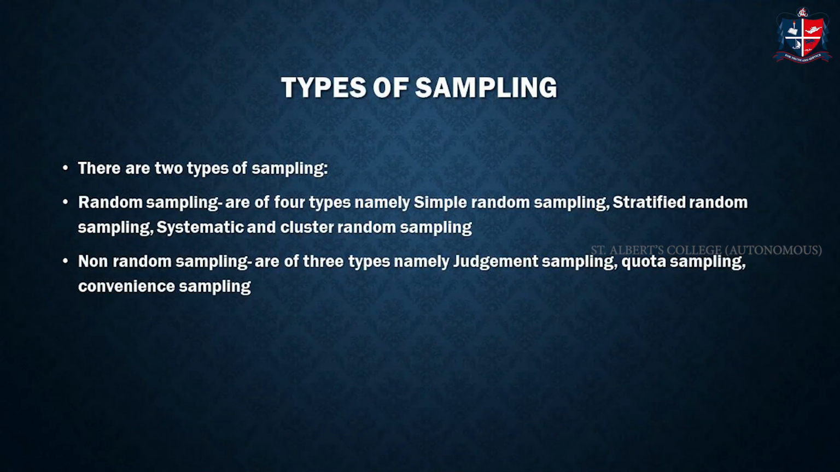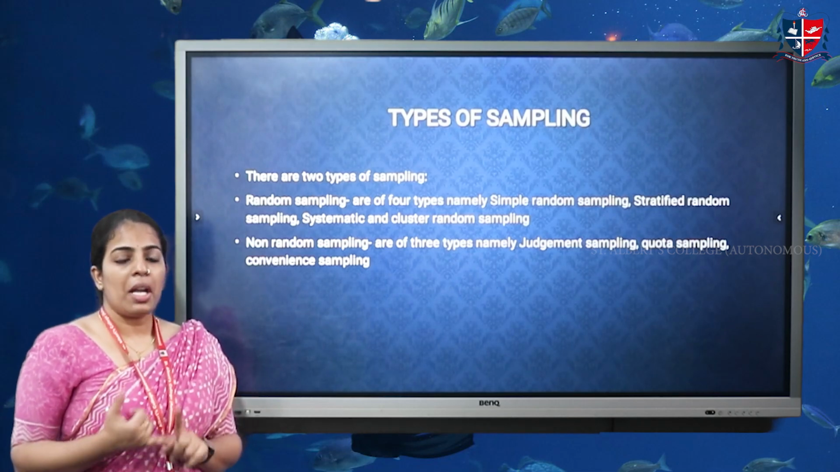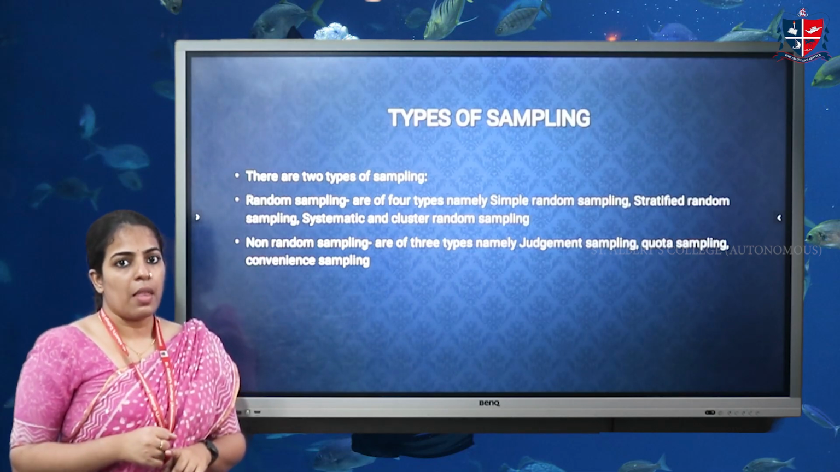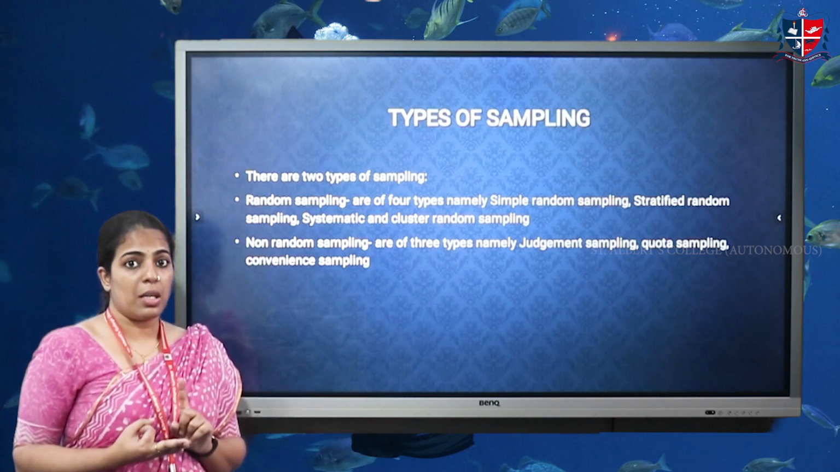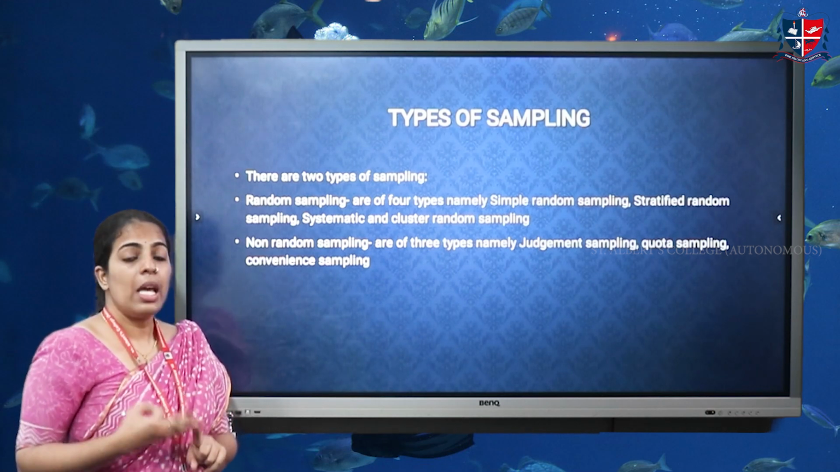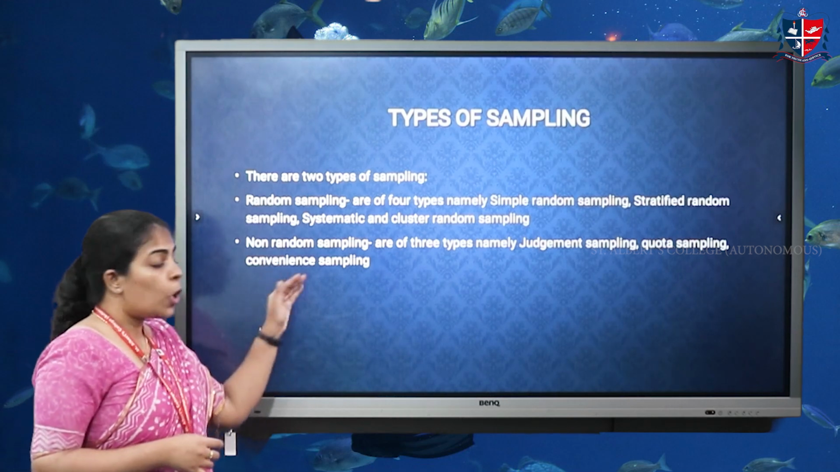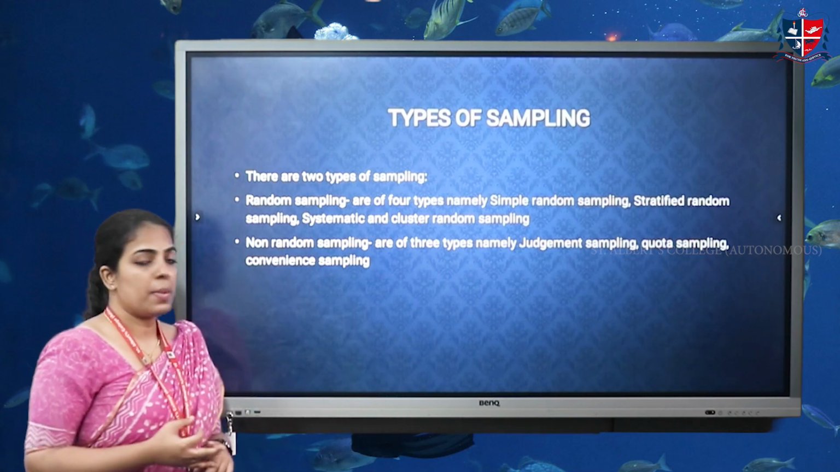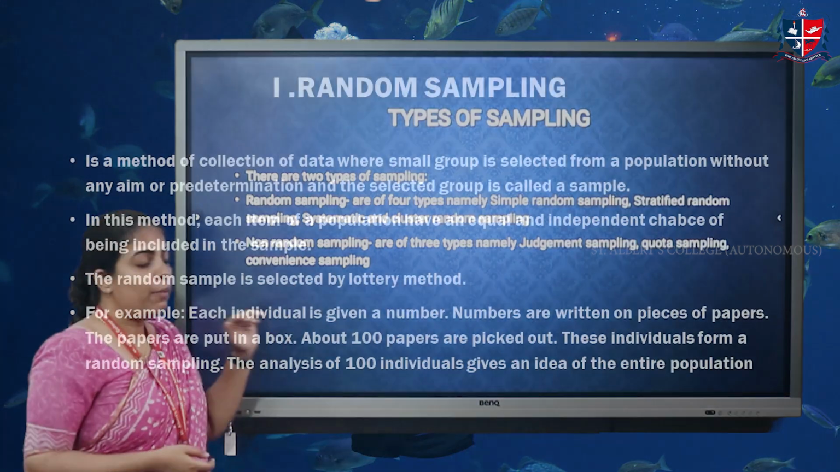So, what are the different types of sampling? There are two main types of sampling: random and non-random. Random sampling is mainly of five types: simple random sampling, systematic random sampling, stratified random sampling, cluster random sampling, and subsampling or two-stage sampling. Non-random sampling is mainly of three types: judgmental, quota, and convenience. So, let us briefly look into each of them very clearly.